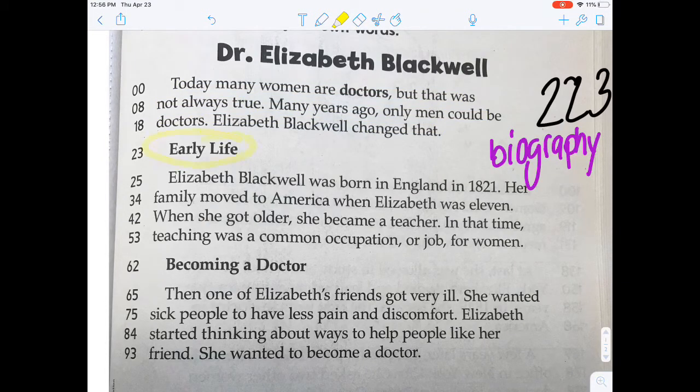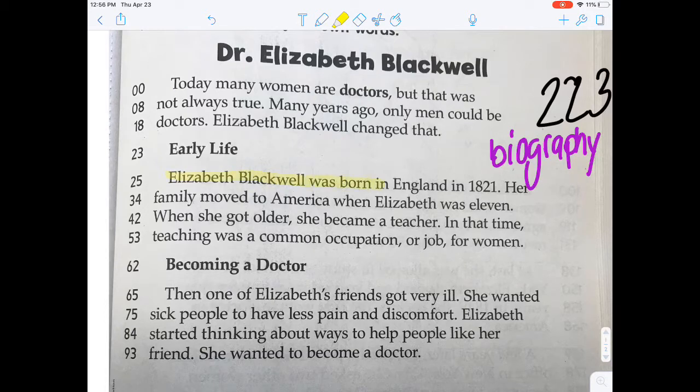Notice that there's headings throughout the story. Because it's a nonfiction story or a true story, sometimes you'll see headings like this as text features that tell what you're going to read about next. So next we're going to read about her early life.